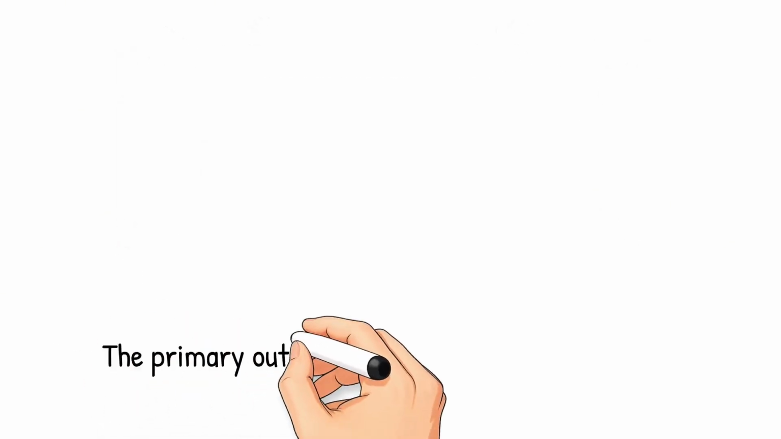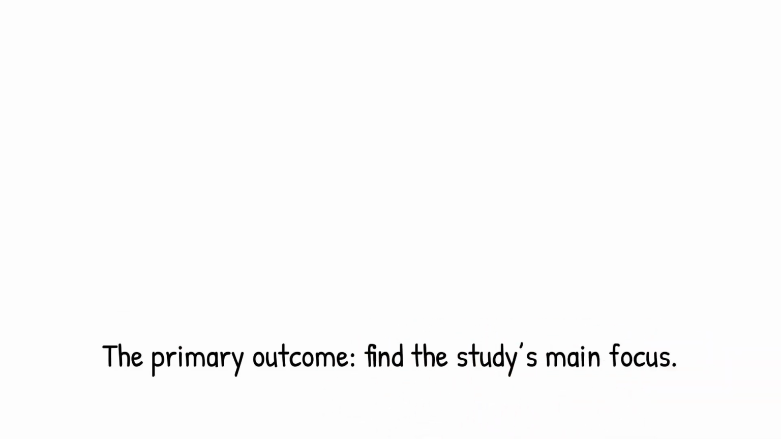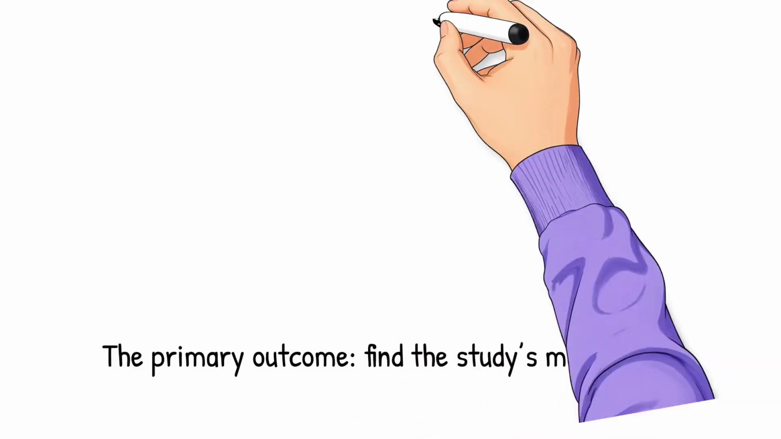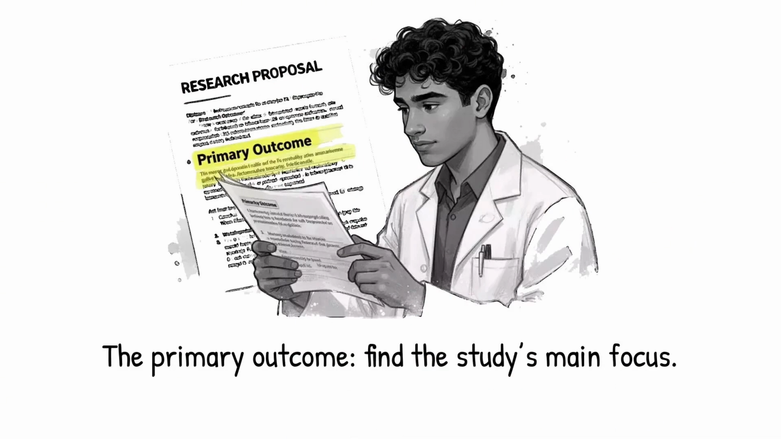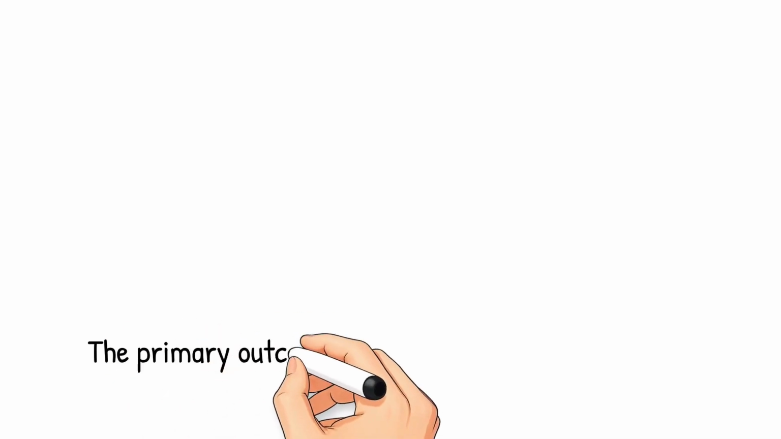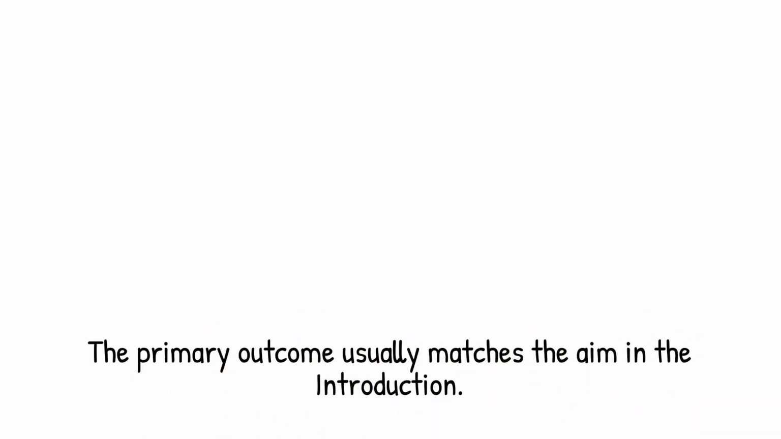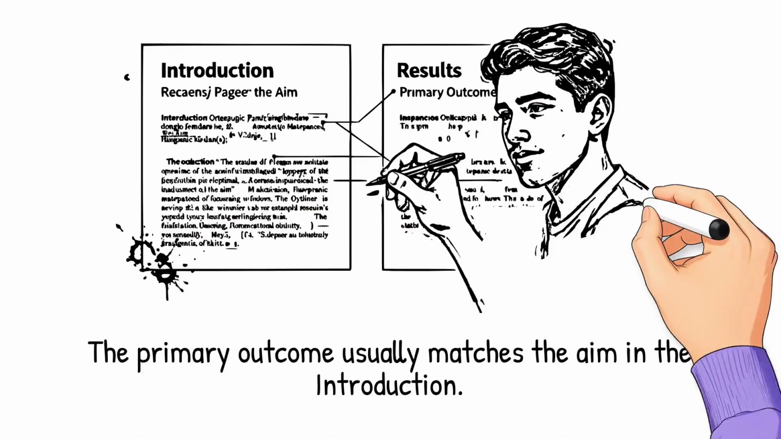The second thing you look for is the primary outcome. Every well-designed study defines before it begins its main outcome. Sometimes one primary outcome, sometimes a small number of pre-specified primary outcomes. This is the result the entire sample size and study design were built around. Find it first. It's usually stated using the exact same language as the aim in the introduction.